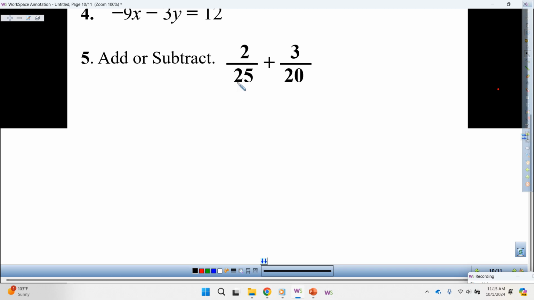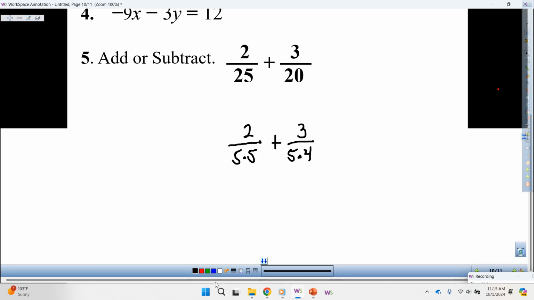So I'm going to rewrite these two numbers using 5. Instead of 25, I'm going to write 5 times 5. And instead of 20, I'm going to write 5 times 4. Bring down the 2. Bring down the 3. Now check this out. Who remembers the rule for addition of fractions? We need to have a common denominator, which means they need to look the same.